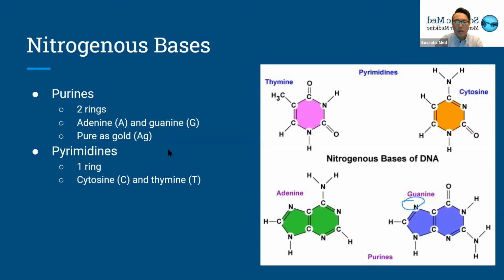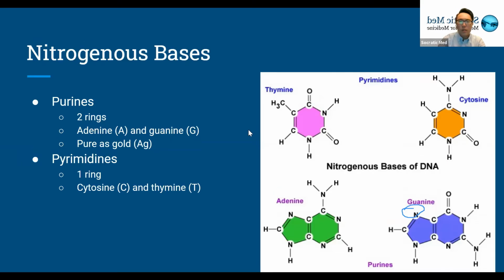And then pyrimidines, those only have 1 ring, and it's cytosine, which is C, and then thymine, which is T in DNA. And then RNA, instead of thymine, will use uracil. So cytosine, thymine, and uracil are the pyrimidines. Those only have 1 ring. So those are the 2 different kinds of nitrogenous bases.